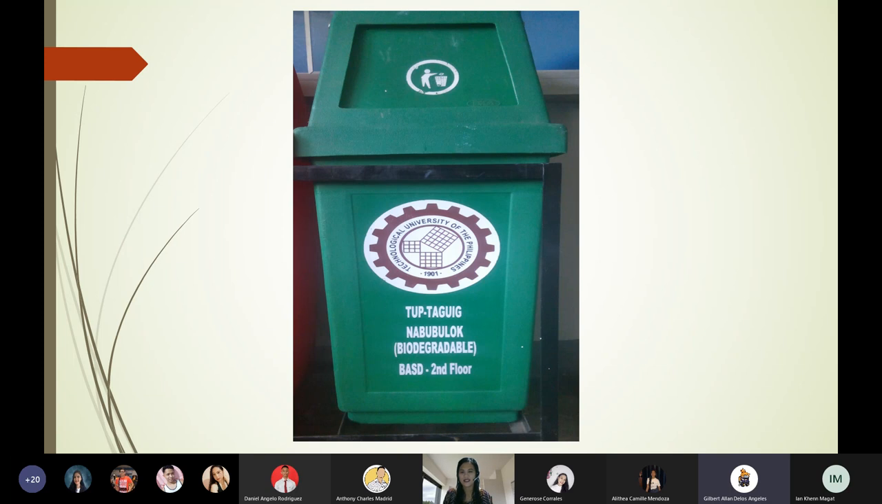Yeah. For me po, they choose the color green to represent the biodegradable because its color is nature friendly. Like they color code the trash bins. Okay.